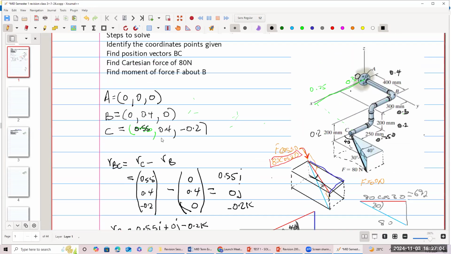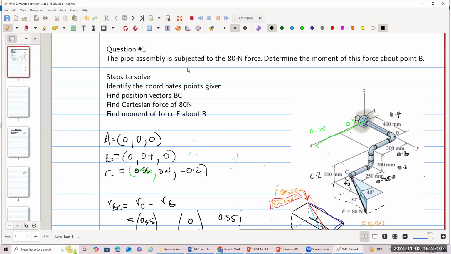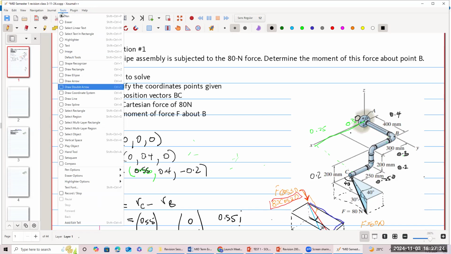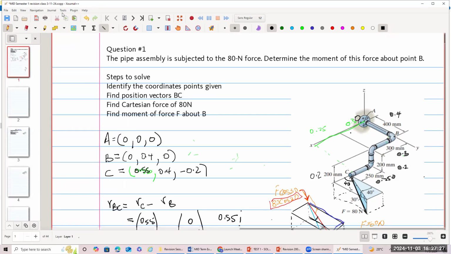All right, where do we go from here now? The objective says determine the moment of this force about point B. So you want the moment about B. We have now found the position vector because we found a line. We're finding a line, and can I draw that line? Let's draw a line, and I want to color the line. Let's use red. The line I'm drawing is from here going to there.